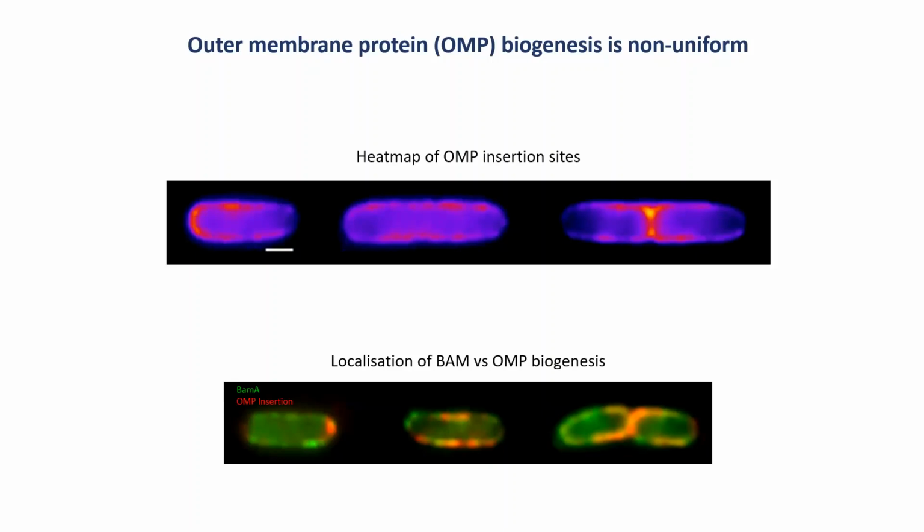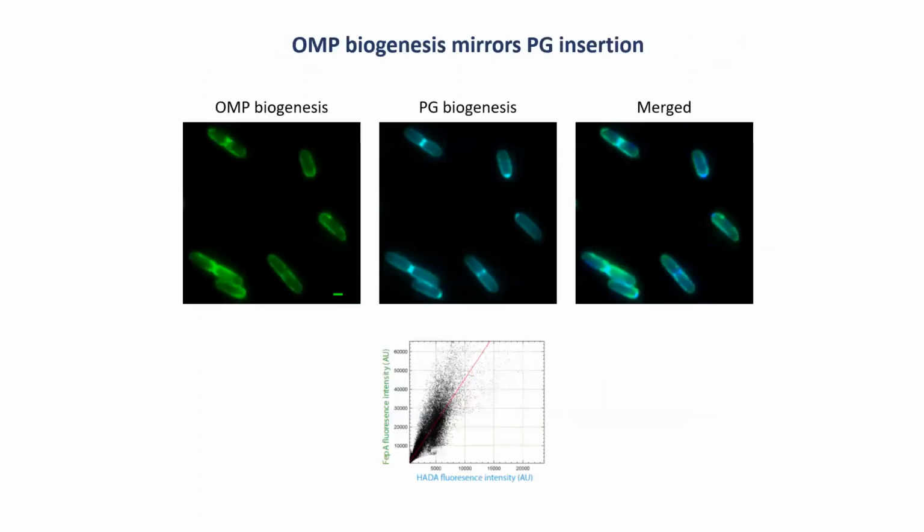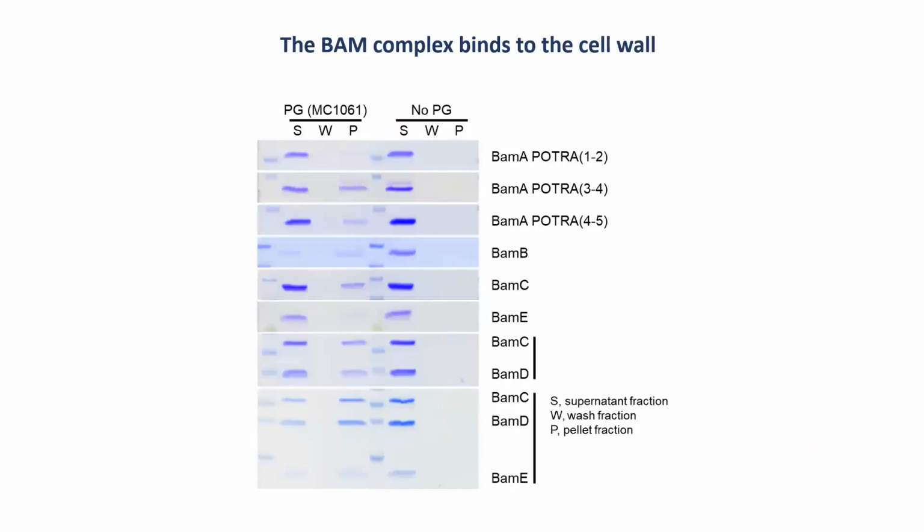We looked at several processes in the bacterial envelope and found that OMP biogenesis actually mirrors the insertion of new peptidoglycan into the cell wall. Our latest collaboration displayed that BAM itself directly binds to the cell wall, and this binding modulates its activity and therefore shapes the patterns of OMP biogenesis.